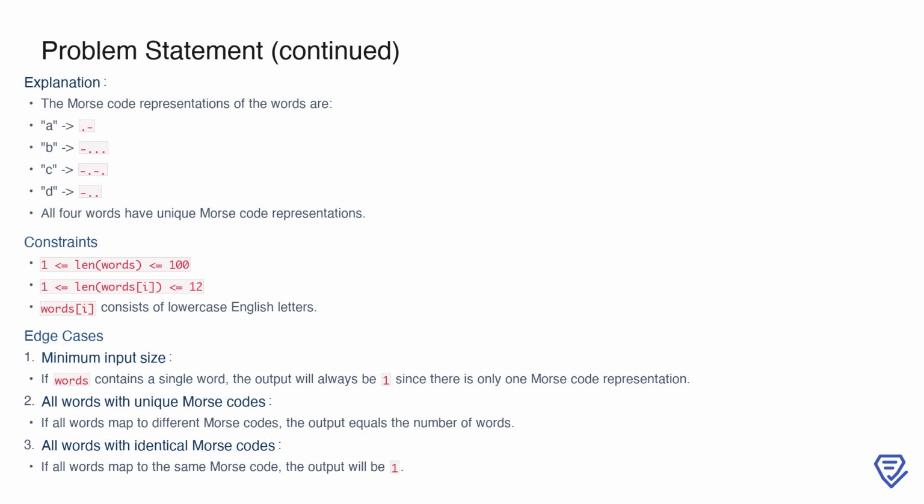The constraints of the problem ensure that the array words will always have a size between 1 and 100, and each word will have a length between 1 and 12. Additionally, all words will consist solely of lowercase English letters, which guarantees that we can directly use the provided Morse code mappings without needing to handle special cases.